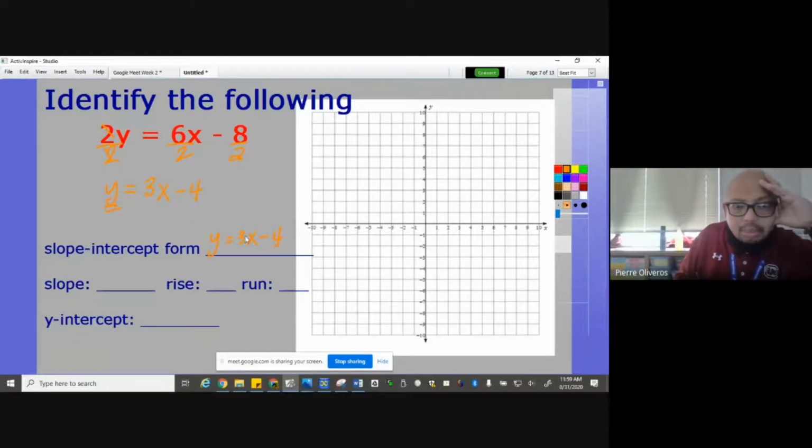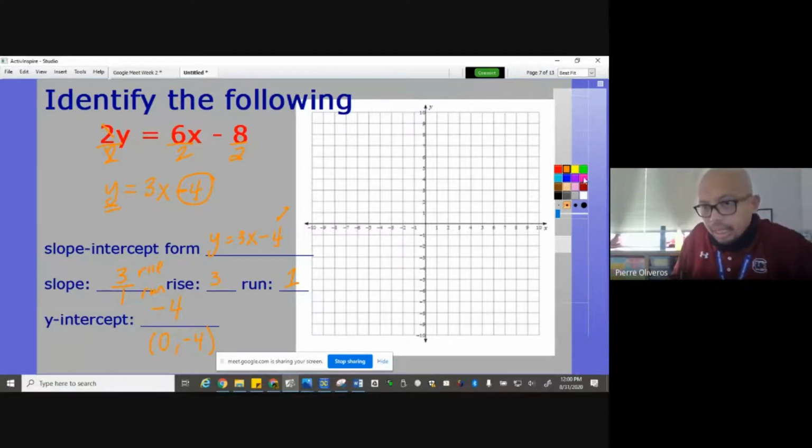The slope here is the number beside x, which is 3. What's the invisible number under the 3? It's 1, but that's invisible. And that's my rise, and this is my run. So this will be 3, and that will be 1. My y-intercept is the number without a variable in my slope intercept form, which is b, which is negative 4. Some teachers would like you to write 0, comma, negative 4. Either way is still good to me.